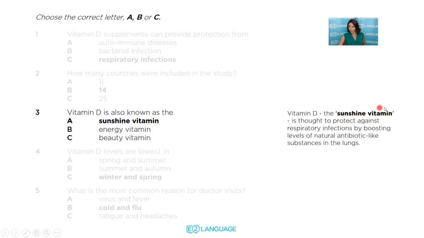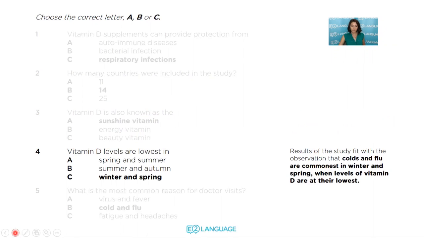Vitamin D, the sunshine vitamin, is thought to protect against respiratory infections. So vitamin D is known as the sunshine vitamin. Number 4. Results of the study fit with the observation that colds and flu are commonest in winter and spring when the levels of vitamin D are at their lowest. That corresponds with our question. Vitamin D levels are at their lowest in winter and spring.